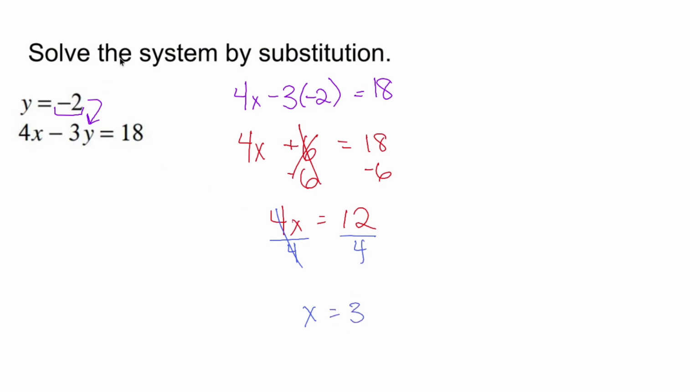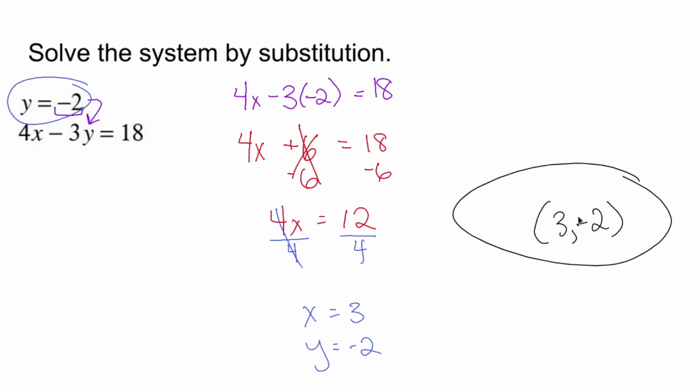Now, a solution to a system of equations is a point in the form x, y. I found my x. I didn't find my y yet, except for the fact that up here it tells us y is negative 2. How convenient. Now that I know y is negative 2, I can put together a point of 3, negative 2. And that's my answer.